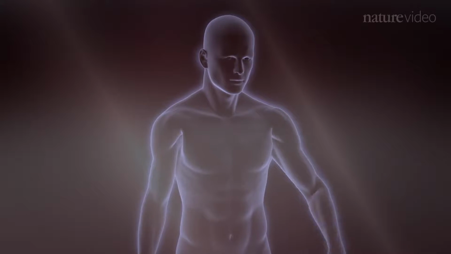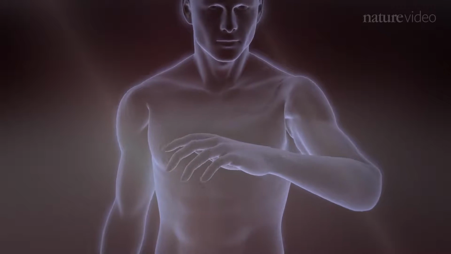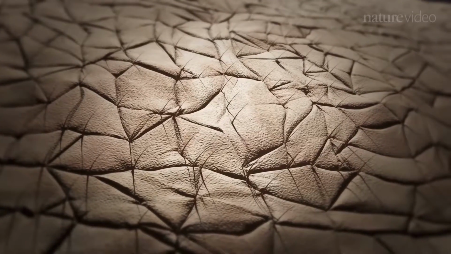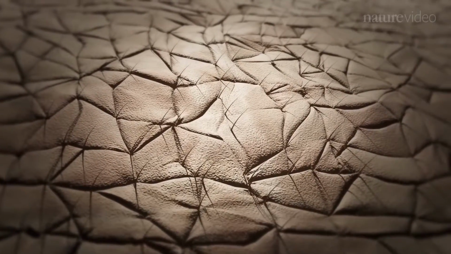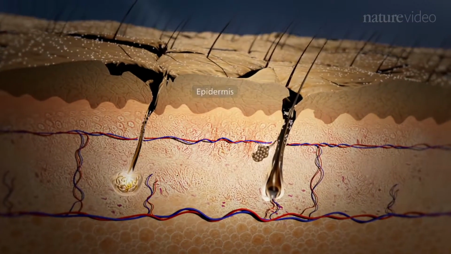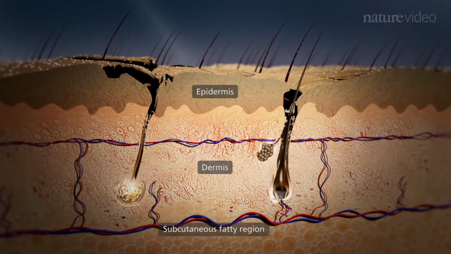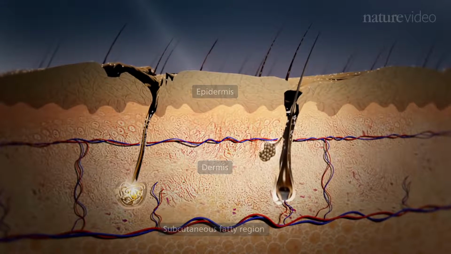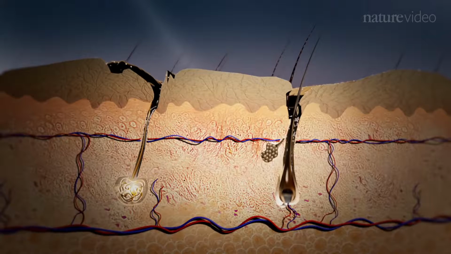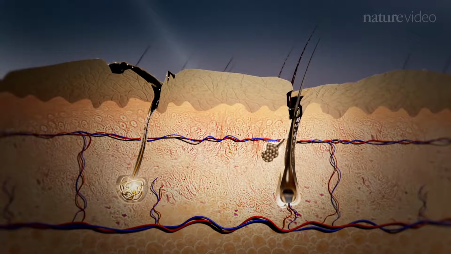The skin is the body's primary barrier against physical insults and microbial pathogens. It represents a unique environment in which immune cells interact with skin cells to maintain tissue homeostasis and induce immune responses. The skin is composed of epidermis, dermis, and a subcutaneous fatty region. Commensal bacteria, fungi, and viruses living on the skin have beneficial effects in the protection against pathogens and in wound healing.